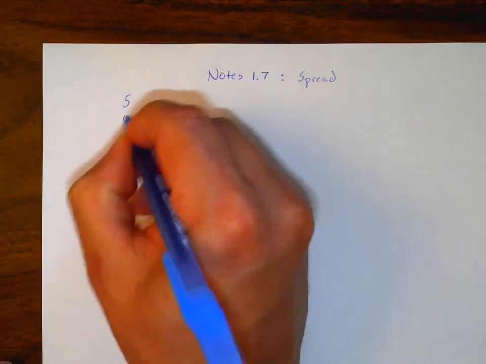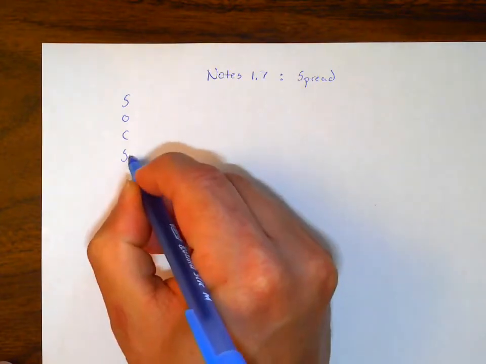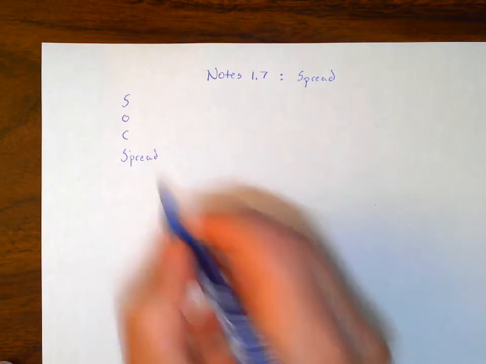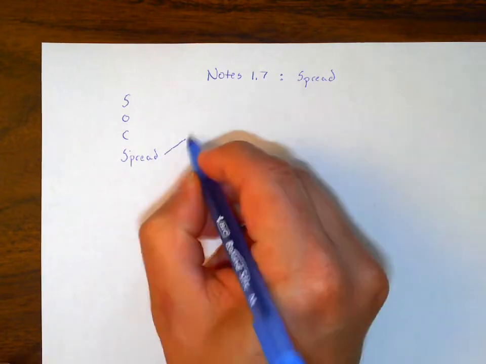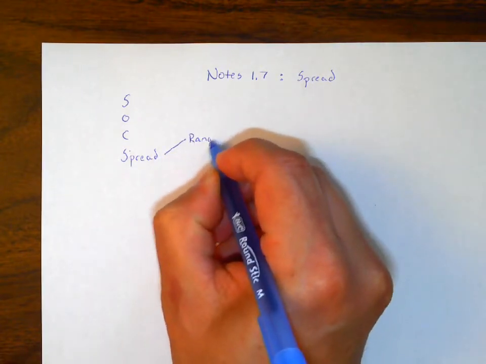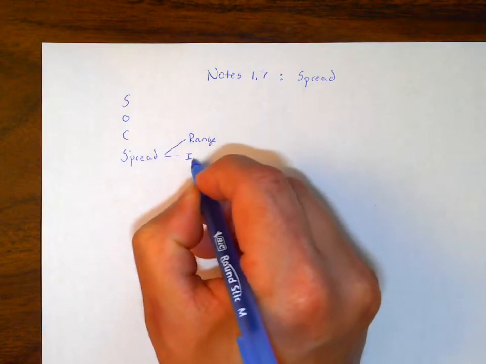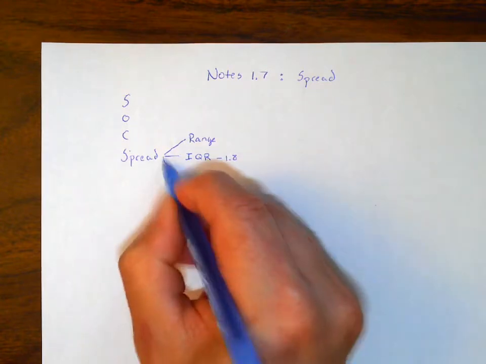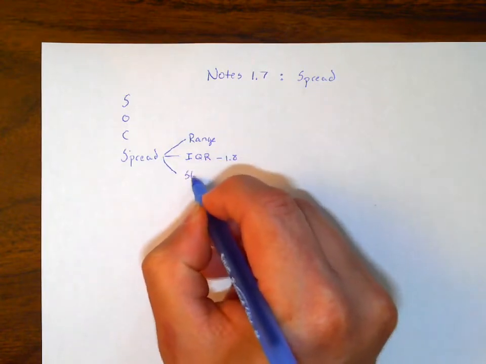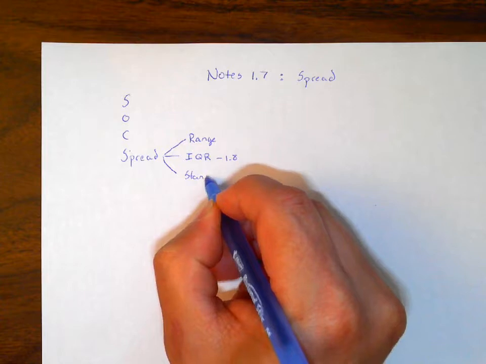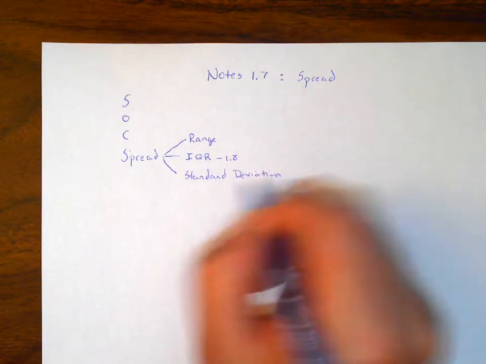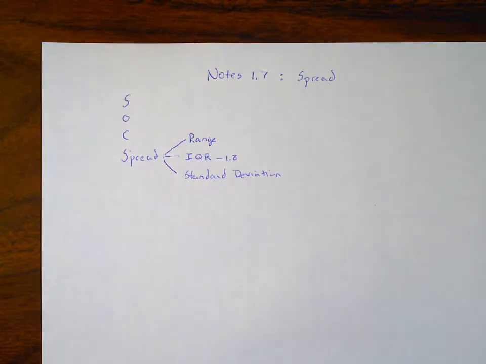Okay, these are notes 1.7 in the SOX. The last one is talking about how to describe the spread. We're going to talk about three different things for spread: range, interquartile range, which we're going to talk about tomorrow in notes 1.8, and then also standard deviation. Standard deviation is a big one we're going to use throughout.